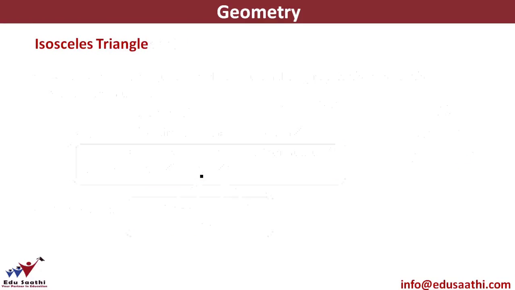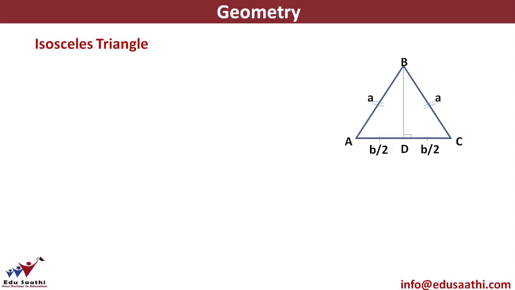Let's look at the case of an isosceles triangle. As we have already discussed, in an isosceles triangle, two sides are equal. If two sides are equal, the angles opposite to the equal sides are also equal. So if I look at the case, this is an isosceles triangle that we have. This side and this side.